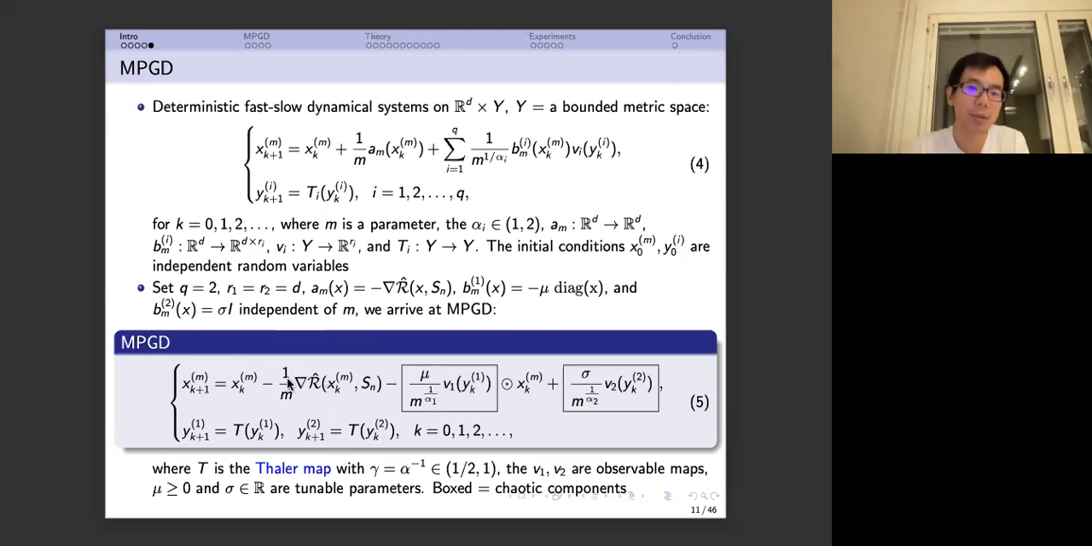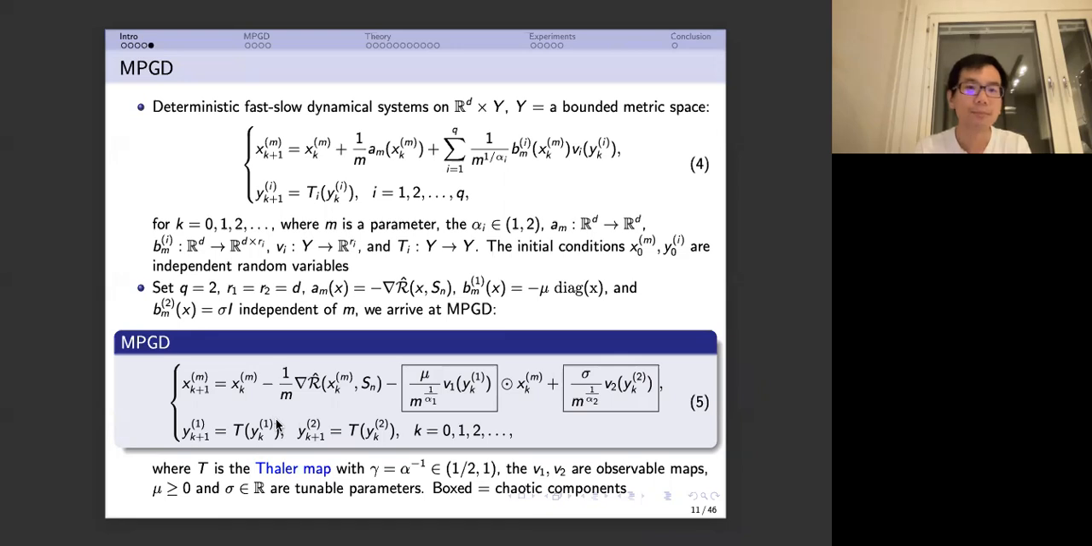And you can see how this is different from the full batch gradient descent: now we have additional terms in the equations for X. These are the terms in the box. There's a term depending on V1, Y_k1, and then V2, Y_k2, where these Y_k are generated by some map T. And what is this map, and what are V1 and V2? These are the things that we are going to introduce next.